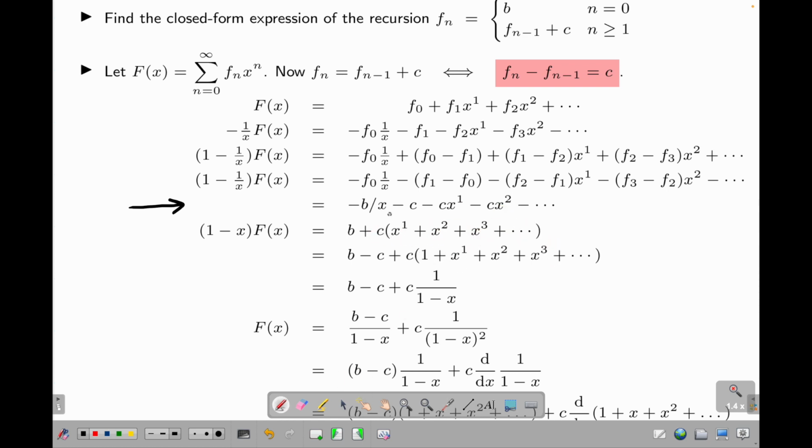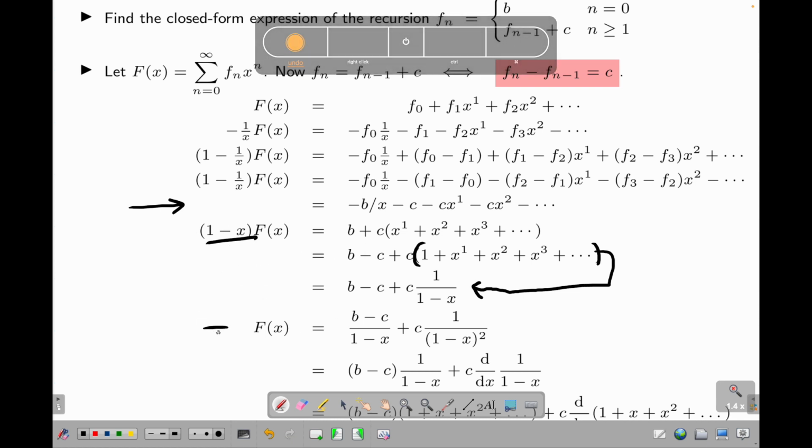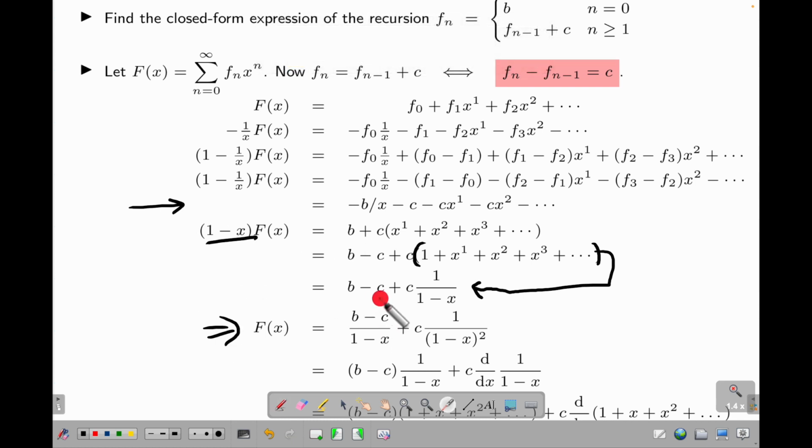And then what's next? I create a plus 1 and minus 1 inside the bracket, and then I take the minus 1 out, multiply with c, and it gives me minus c, and then I have this thing. This bracket is a geometric sequence, which gives me this. Now I move this to the other side, which gives me this one. f(x) is equal to b minus c divided by 1 minus x, plus c times this, which is 1 minus x divided by 1 minus x squared.